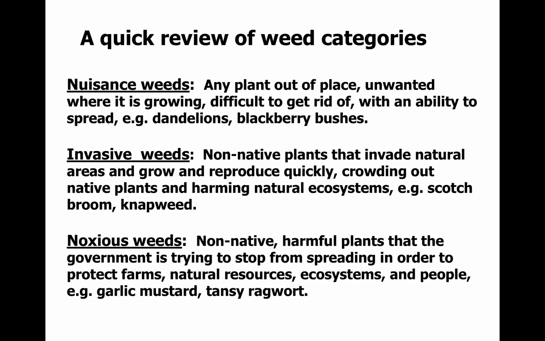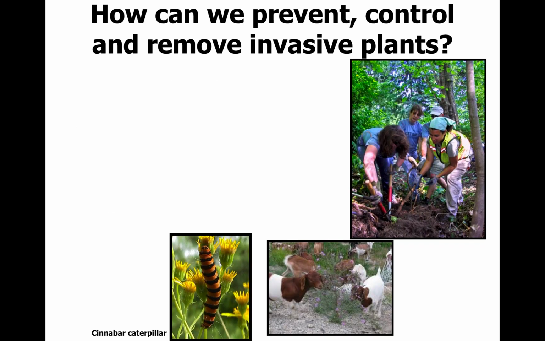And then we have noxious weeds, which are non-native harmful plants that the government is trying to stop from spreading in order to protect farms, natural resources, ecosystems, and people. So something like garlic mustard or tansy ragwort. I'm going to also talk about English ivy. English ivy is a huge noxious weed, one brought by people because they think it's pretty for landscaping, but it does a lot of damage to our big old trees here that we know are providing us with oxygen, holding the soil intact, and providing a number of benefits for our ecosystems.